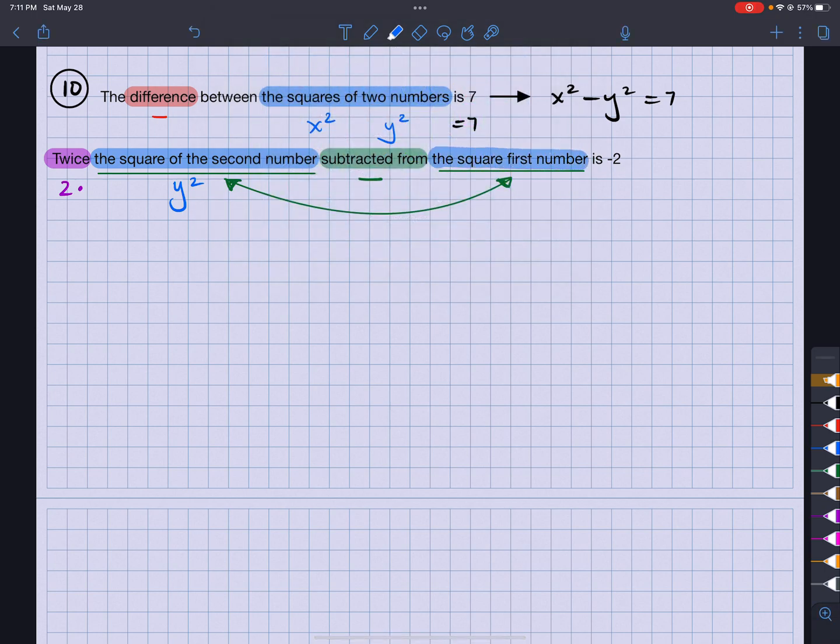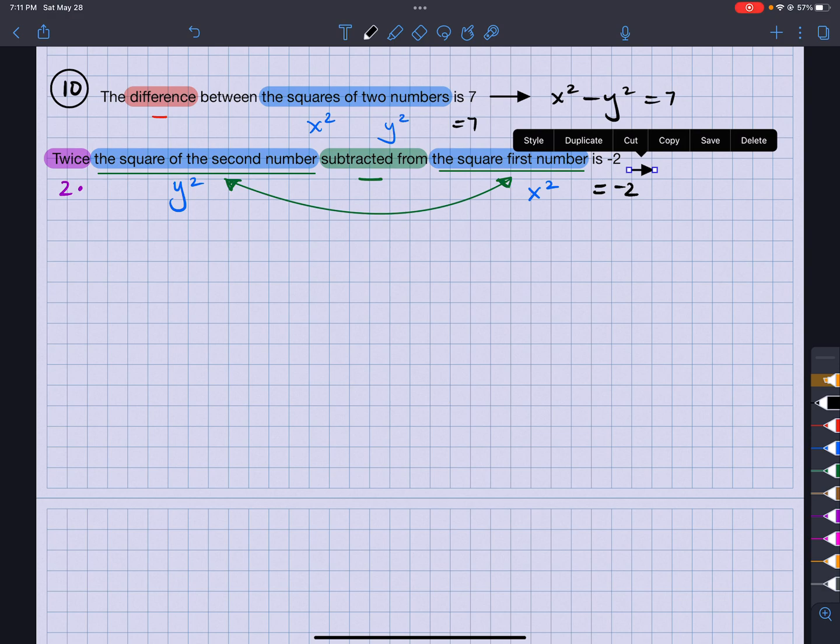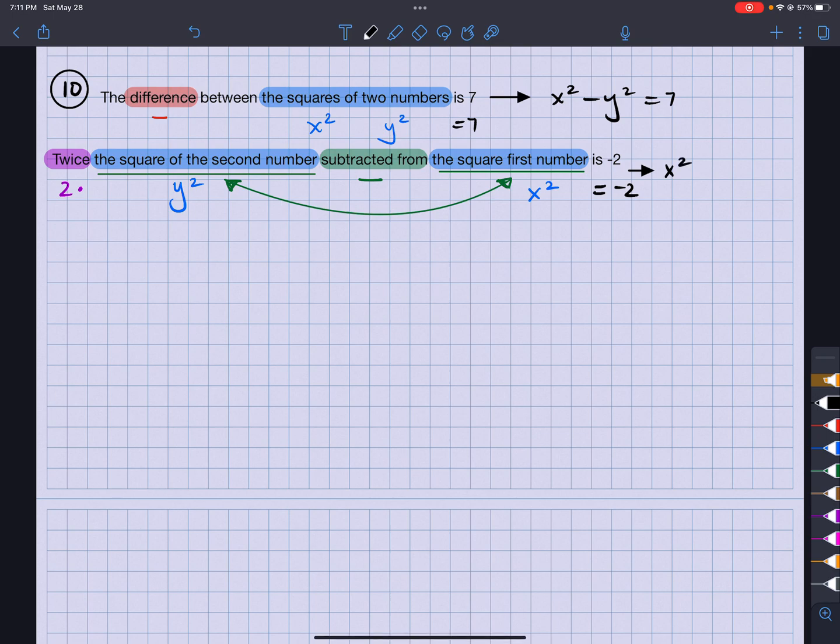The square of the first number. Okay, so the square of the first number. If I look at that, my first number I said was x, and I've got to square that. So that'd be x squared. And that is all going to equal -2. So let's go ahead and write that equation. Again, subtract from says that whatever comes first goes last, whatever goes last comes first. So I'm going to have x squared minus 2y squared equals -2.